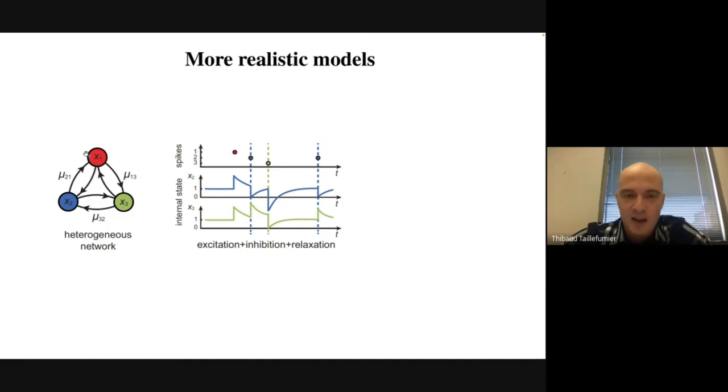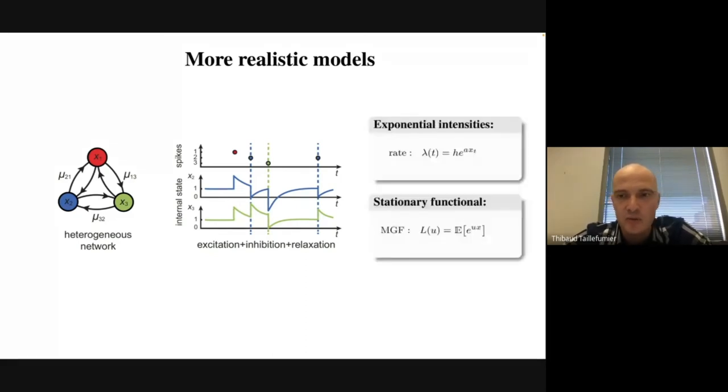And now the key addition to the model is exponential intensities. Why? Because now if we include inhibition, that means our internal variable is allowed to be negative. Ultimately, we want to transform this internal variable into a rate, which is always non-negative by definition. So we need to perform a nonlinear transformation. And one of the simplest ones, and perhaps a biologically relevant one, is to use an exponential transformation. So my instantaneous rate is going to be h, where h is some parameter, e to the a x t.